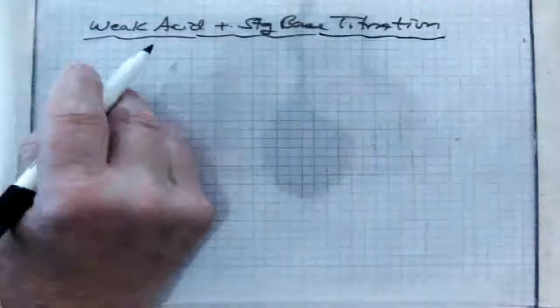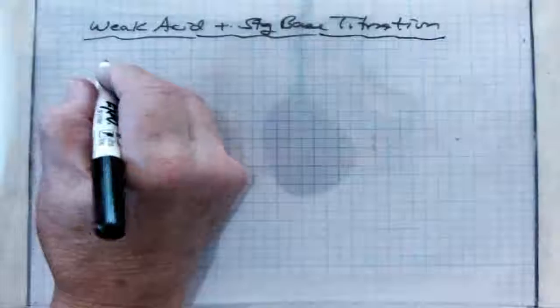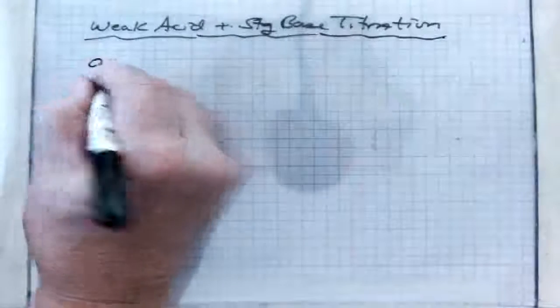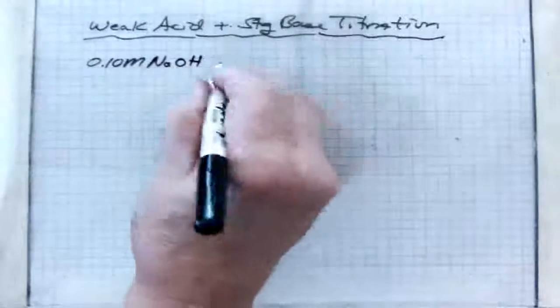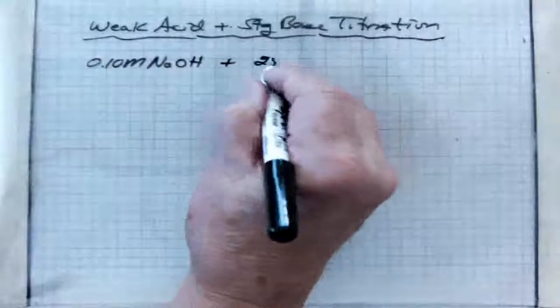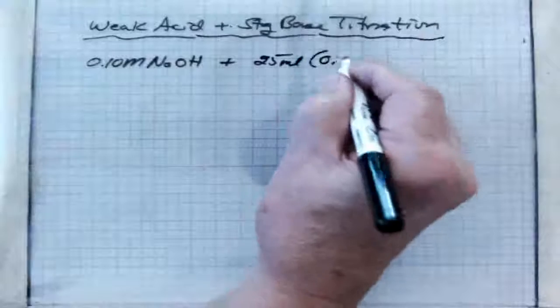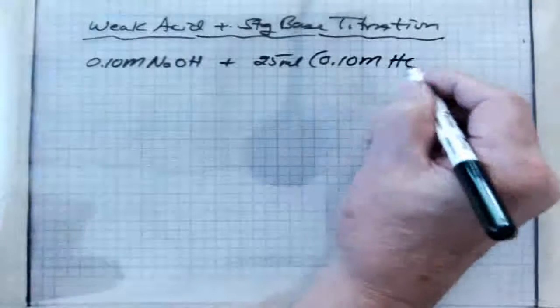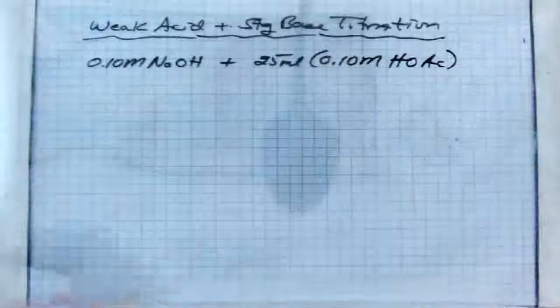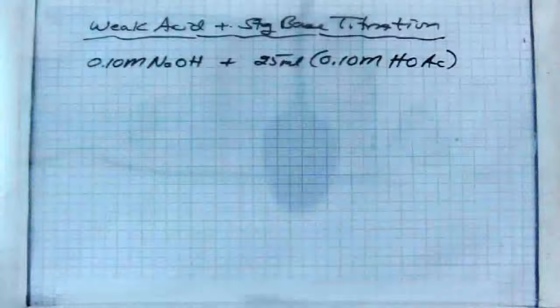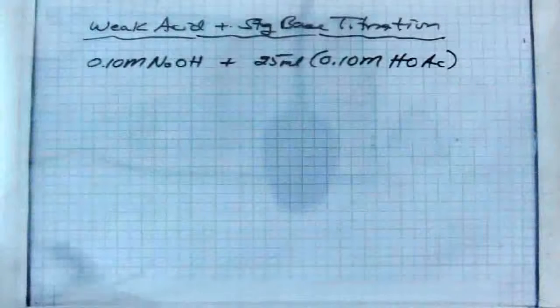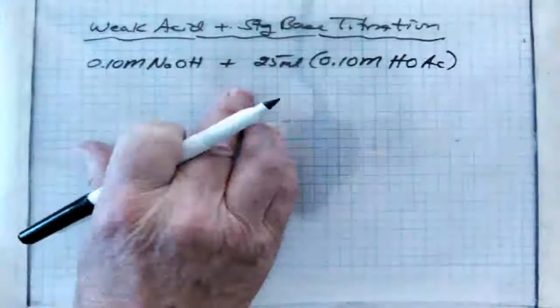And so what we're going to do is use 0.10 molar sodium hydroxide plus 25 milliliters of 0.10 molar acetic acid. And we're going to check it at 10, 20, 24.5, 25, 24.9, 24.99, or whatever we want to calculate. But the one thing at the end, at the equivalence point here, you're going to wind up with nothing but salt, just like you did in the strong.